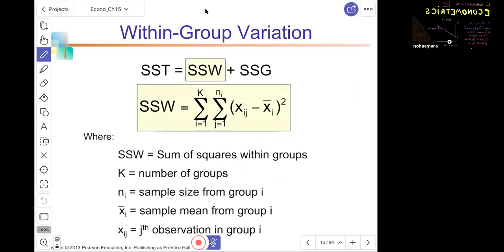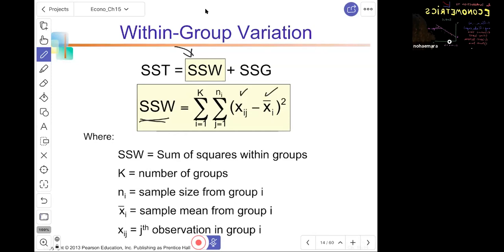Okay, let's think about it in terms of within. In terms of within, it makes sense that I repeat this. If I have 3 groups, I'm going to do it 3 times, once for each group. Let's say I'm doing it for the first group, which is the freshmen. I'm taking the first student in the freshman group and seeing how far he or she is from the mean of the freshmen.